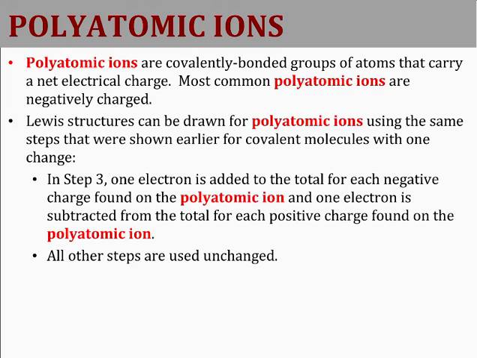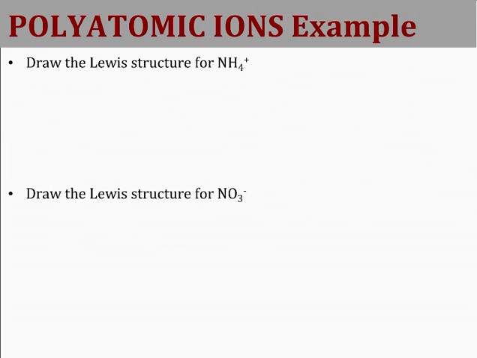So let's actually look at a couple of examples to kind of see what that means. So let's draw the Lewis structure for the ammonium ion, NH4+, and then we'll do the same thing for the nitrate ion. And remember that you should know the names for the polyatomic ions, and I did post some flashcards last week with the names and the formulas for all of the polyatomic ions that I expect you to know.